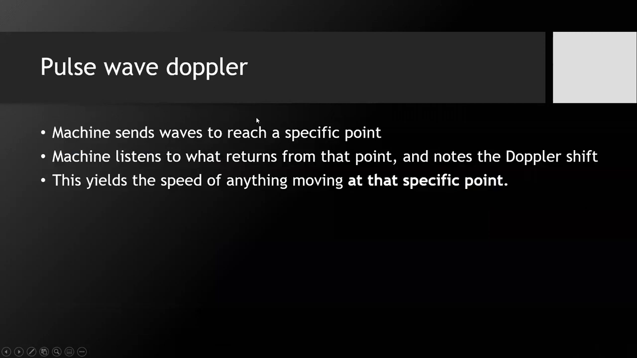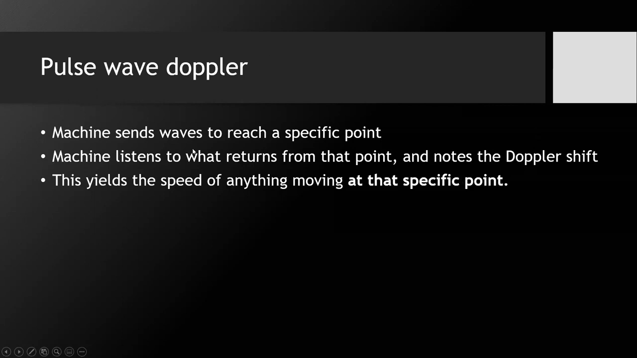So that's color Doppler. So what pulse wave Doppler is, the way pulse wave Doppler works is that it sends a wave to reach a specific point. Again, because it knows the speed that an ultrasound wave propagates through soft tissue, it knows exactly when a wave is going to hit a specific point. So if you pinpoint a point, you can tell the machine, I want you to send waves to that point, and it will listen to only what returns from that point. It will not listen to anything else. So it will send out a burst, and it won't listen to anything else that's returning until it hits that certain time, which demonstrates that it's listening to something that hit the point that you chose. And then it will note the Doppler shift.